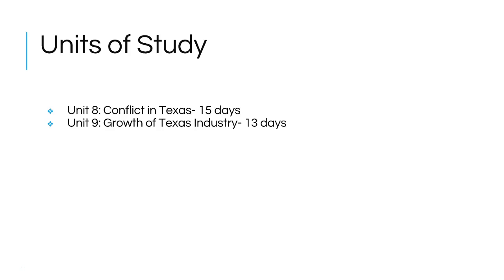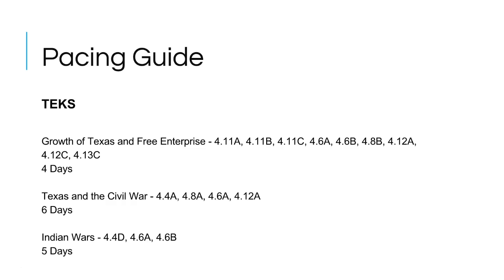This 6 weeks you have 2 units, Conflict in Texas, which is 15 days, and Growth of Texas Industry, which is 13 days. So first we're going to start with Conflict in Texas. It's going to talk about Texas in the Civil War and the Indian Wars, as well as a little bit about the growth of Texas and free enterprise.